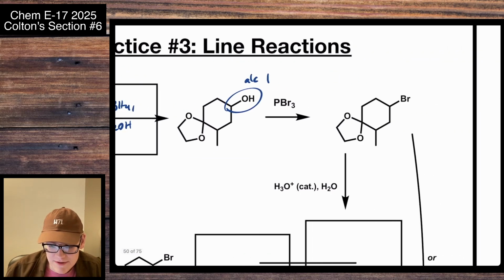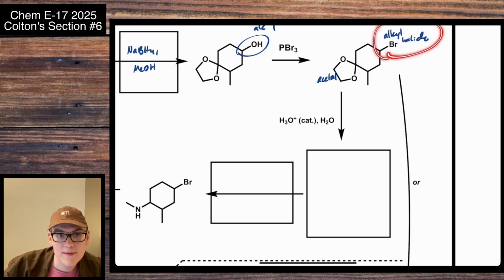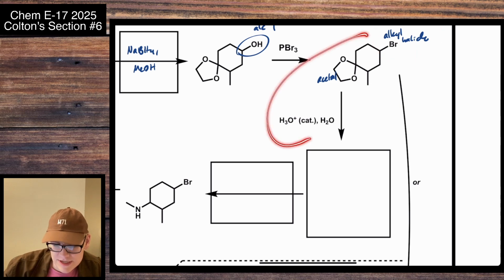Then the next step we don't need to worry about. They just did it for us. Apparently PBr3 replaces an OH with a Br. We don't care. Then we have this H3O+. And our two functional groups that we have are an alkyl halide and an acetal. So we don't really know any reactions of alkyl halides except for forming the Grignard or forming organolithium. So we know that this is going to be the reagents for acetal hydrolysis.